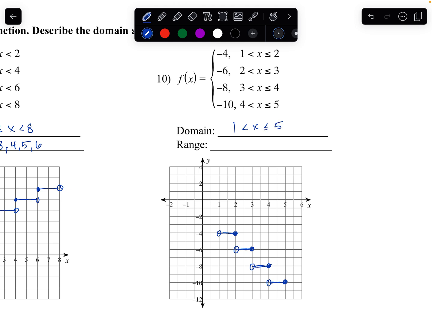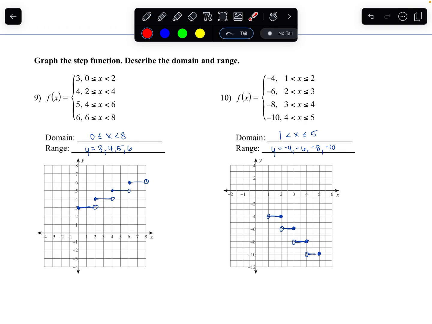So that's our domain. And the range, the y values of our function, well, that's only happening at -4, -6, -8, and -10. So these values right here. So y is equal to -4, -6, -8, and -10. These are the only y values of our function.